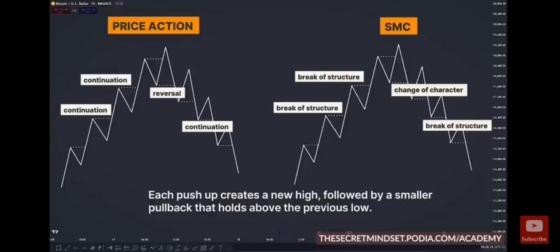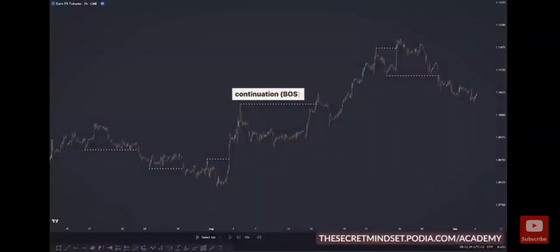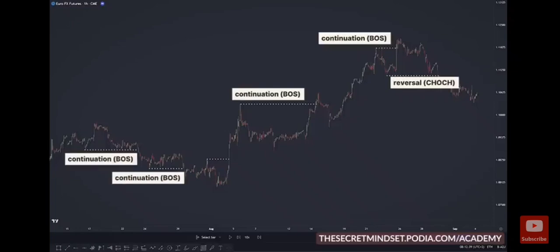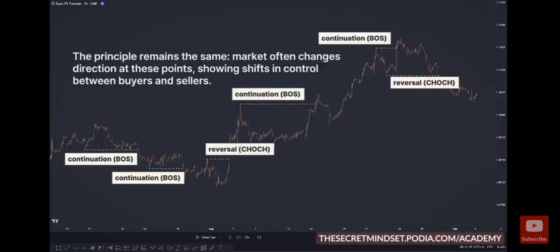The market continues moving higher until it hits a point where the pattern changes. Smart money concepts simply gave new names to these classic price patterns. Both methods pay special attention to these structure breaks at key levels. Support and resistance zones matter in both approaches. The market often changes direction at these points, showing shifts in control between buyers and sellers.